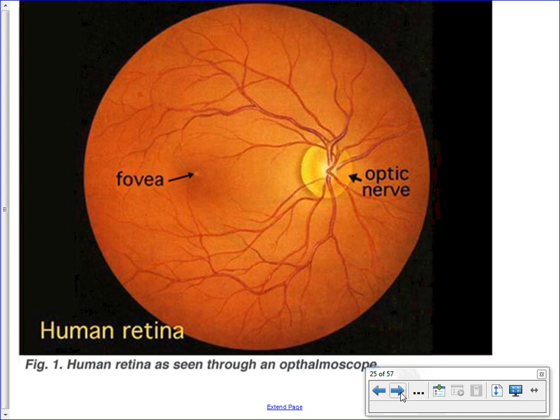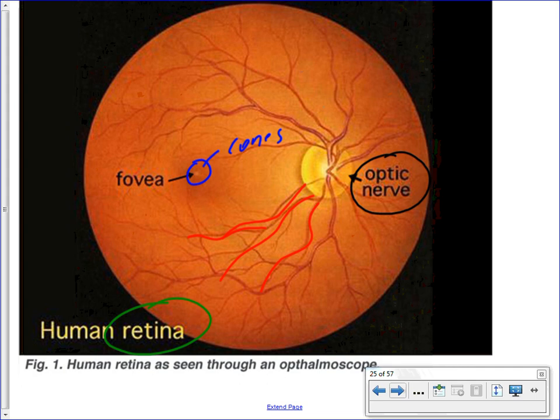This is what the doctor is looking at, and what we see here is the retina itself. All of these squiggly lines are blood vessels running through the back of the eye, supplying oxygen and nutrients to the retinal cells themselves. It also identifies the most sensitive part of the eye, the highest concentration of cones, and it identifies the optic nerve. This is where the optic nerve exits out of the back of the eye.